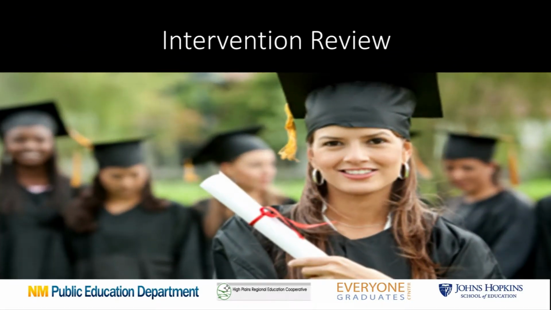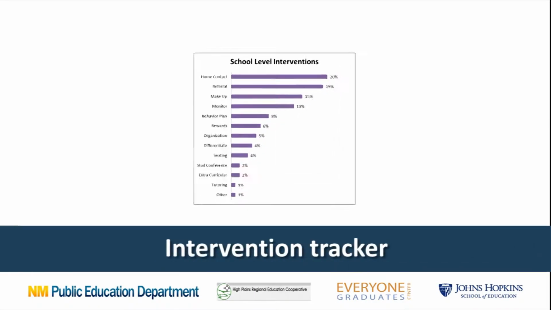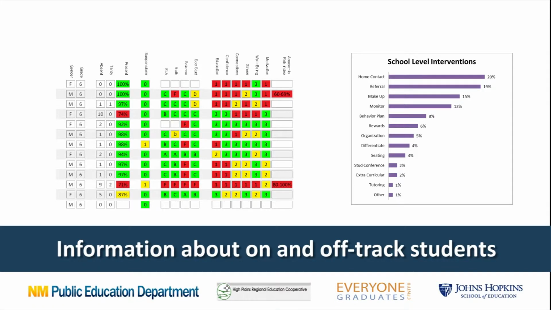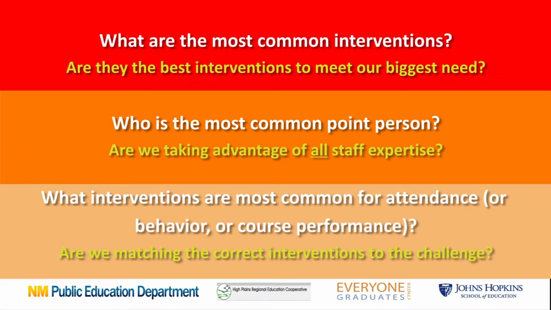The third step is to review the interventions based on who is conducting them and best fit between the student's needs and the interventions attempted. In order to complete this step, you will need your intervention tracker and general information about the number of students on and off track. We have used these 3 initial questions to begin the investigation of interventions at a school. We will be sharing sampled charts from another school for you to examine as part of this activity.